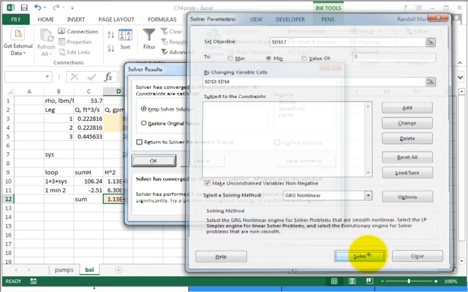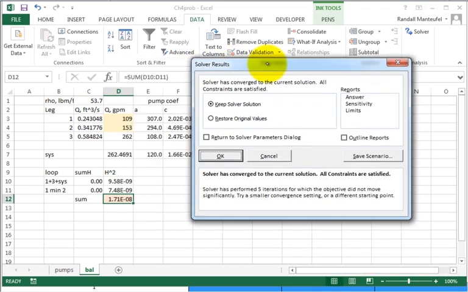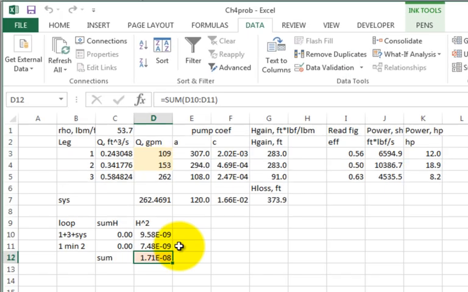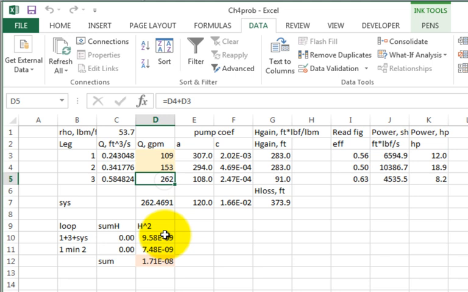And then hit solve. And it looks like it went to what I just reported, around 262 total through the system, through the third pump, 109 through the first pump, 153 through the second pump. It's balanced for flows. Well, I forced it to be balanced for flows. And it's balanced for the head gains and losses through the two loops. Look good? Then I had to go back and read the efficiencies.